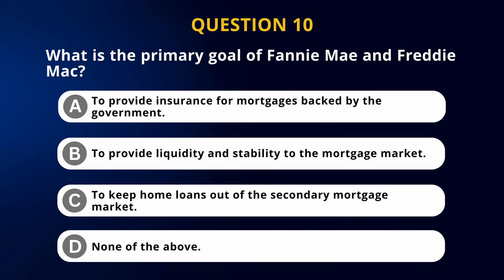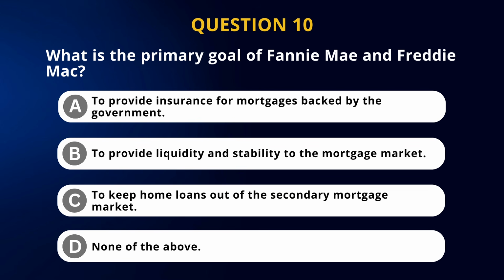Question number 10. What is the primary goal of Fannie Mae and Freddie Mac? Letter A, to provide insurance for mortgages backed by the government. Letter B, to provide liquidity and stability to the mortgage market. Letter C, to keep home loans out of the secondary mortgage market. Letter D, none of the above. What is the primary goal of Fannie Mae and Freddie Mac?